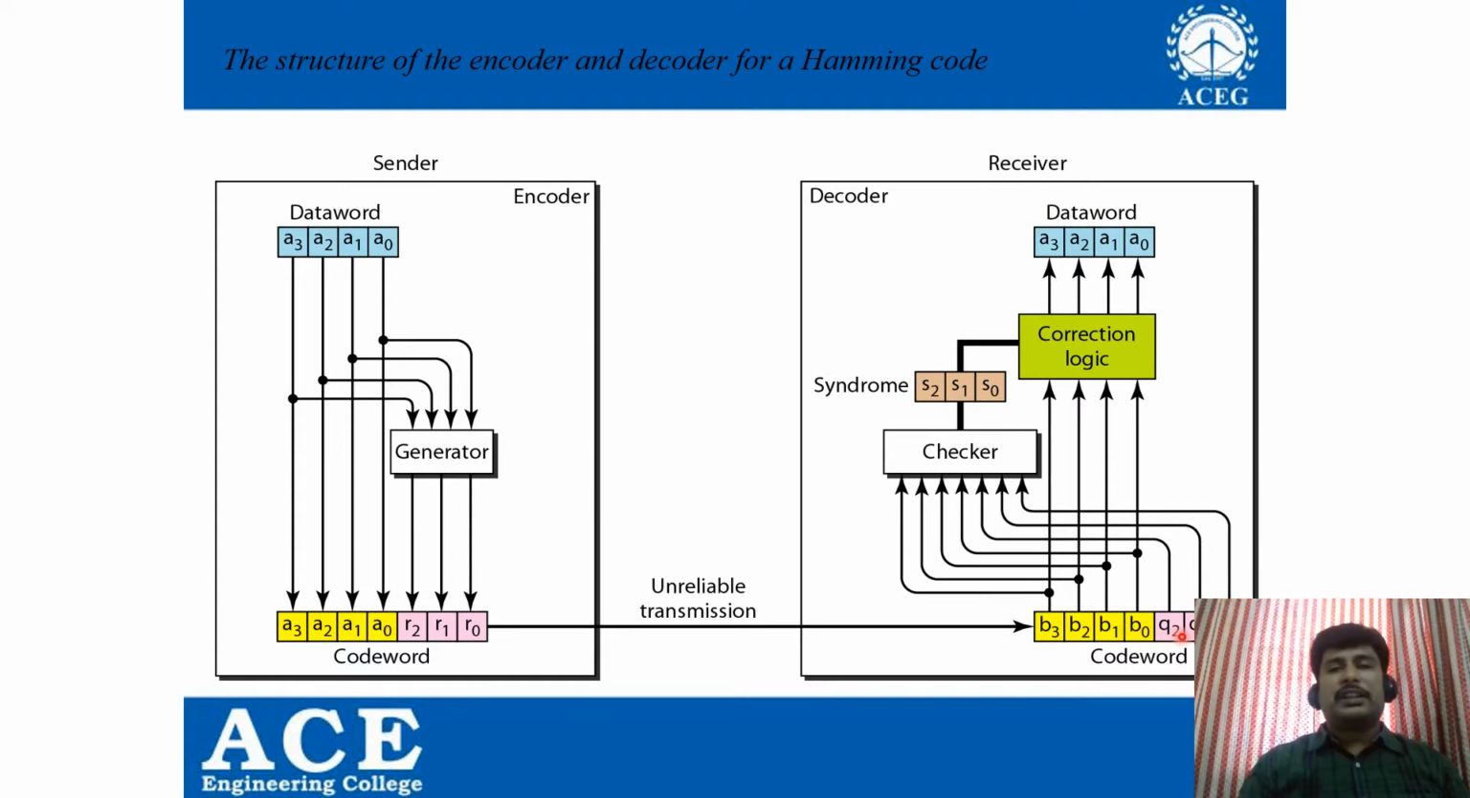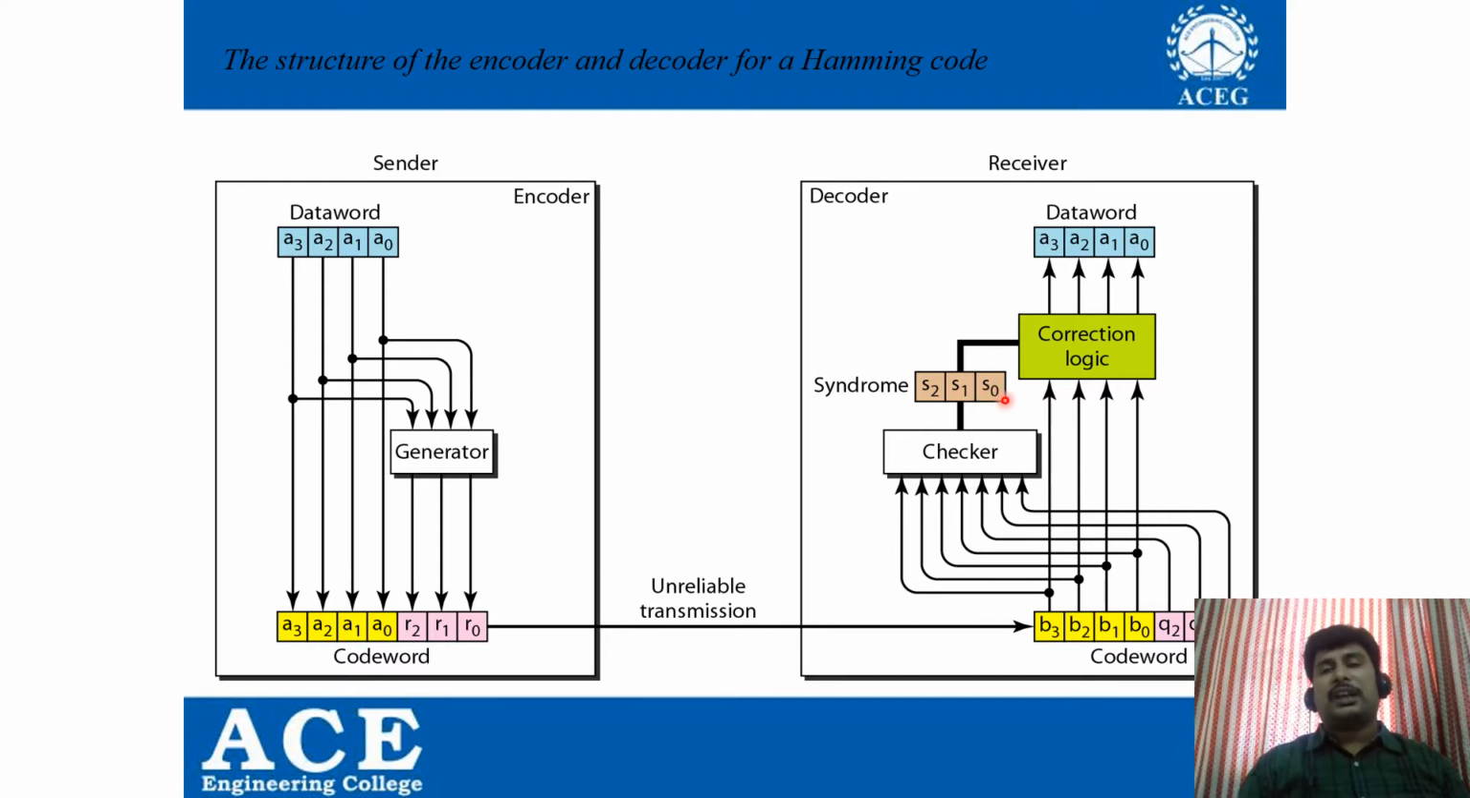Once we receive data at the receiver, the next thing we do is forward this received code word to the checker circuit. The checker circuit will perform an operation called calculation of syndrome. Here the checker will be calculating the value of syndrome, and the syndrome is of 3 bits, similar to the redundant bits. The syndrome is indicated with the variables S2, S1 and S0.